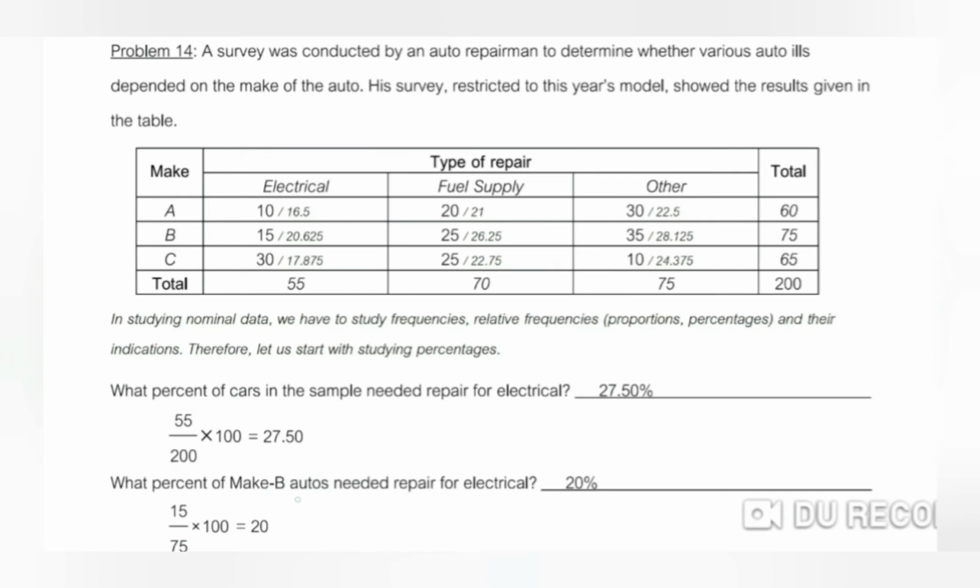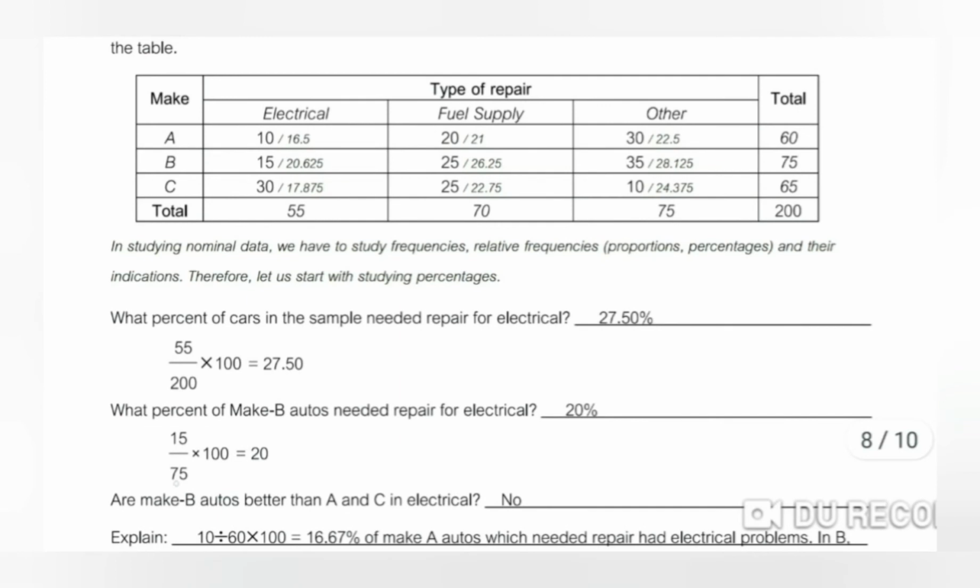Okay, what percent of make-B autos needed repair for electrical? Second question. You consider only make-B autos, therefore 75 below. Out of 75, how many are electrical? 15. You consider only second row, total 75, second row, column 1, 15. 15 out of 75, 20%.